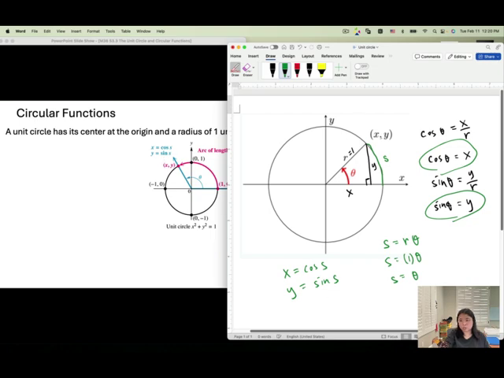One more time, x, y I can rewrite as cosine s, comma, sine s. Talking about this point, this applies when r is equal to 1, and we call this the unit circle.